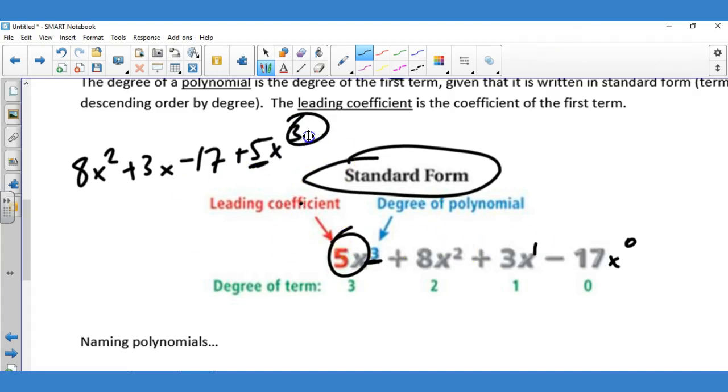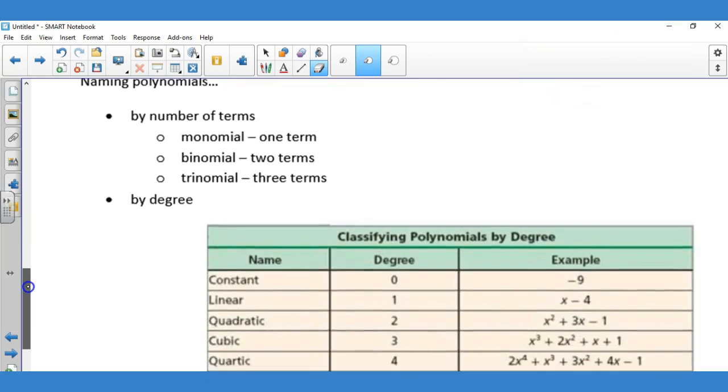With a polynomial, you find the largest degree. That is the degree of a polynomial. To find the leading coefficient, once you find the largest degree, identify the coefficient that is attached to it. This is the leading coefficient. Now, keeping it going.